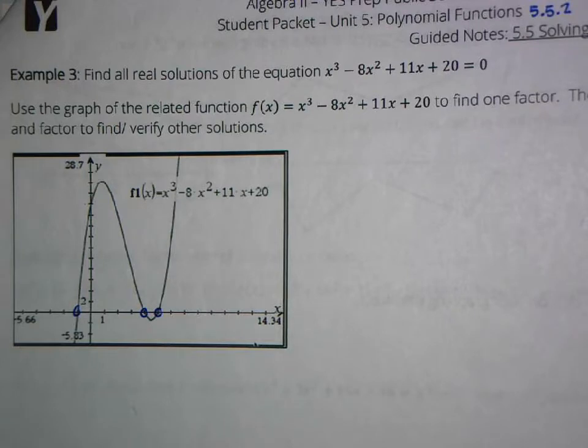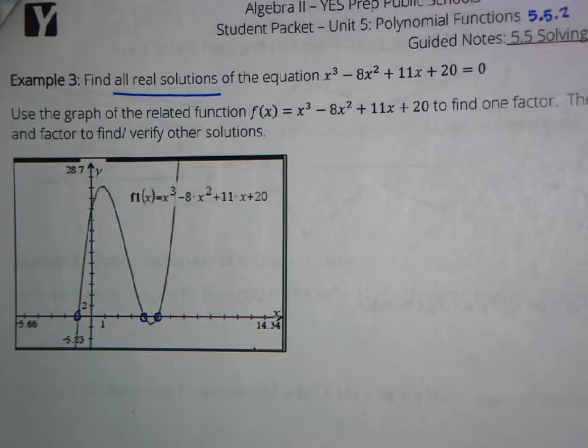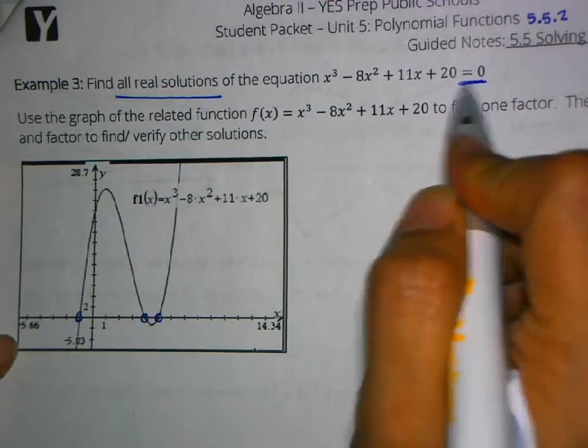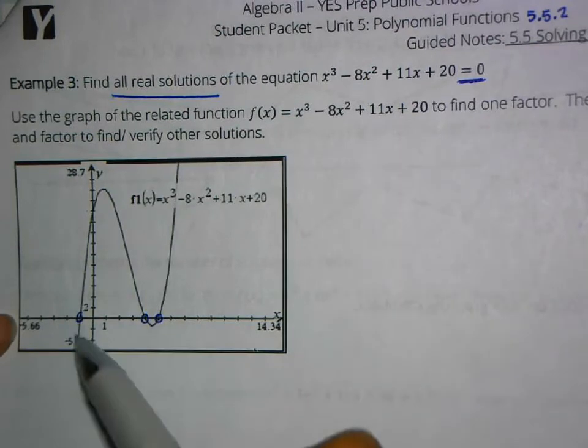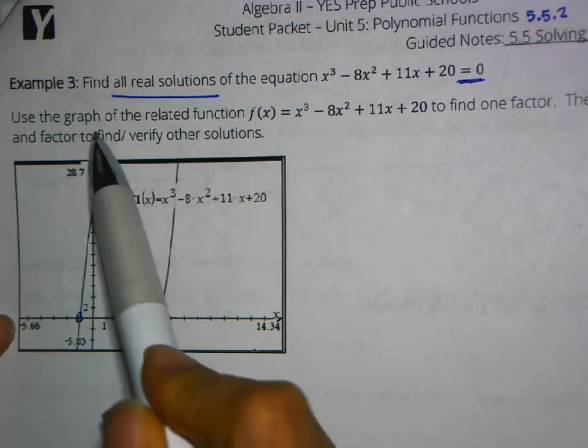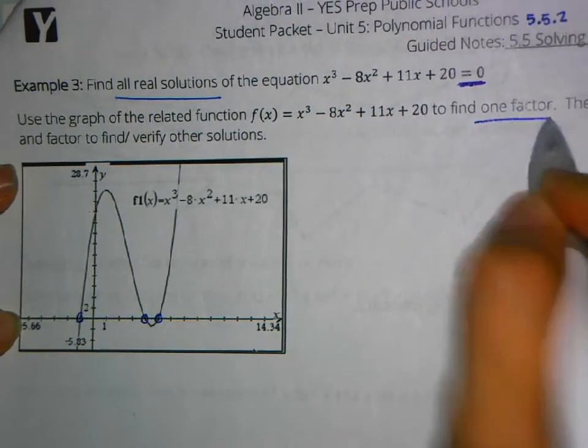On example 3, on page 21 of our notes, it says find all the real solutions of the equation x cubed minus 8x squared plus 11x plus 20 equals 0. Notice that it is equal to 0, so we don't have to mess with the equation. So now what we're going to do is graph this. This is the graph. We're going to use this graph to find one factor.